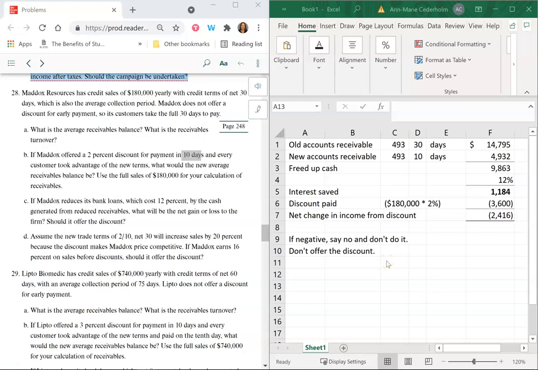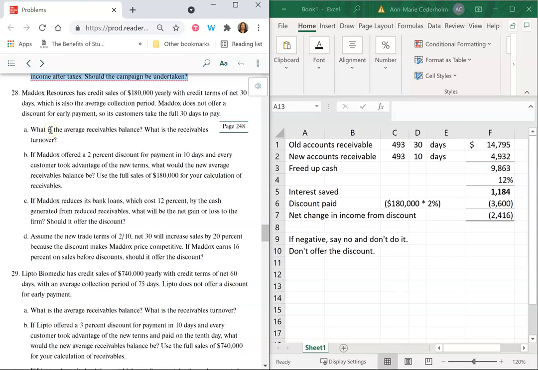So we're going to take a look at problem 28 again. We just finished calculating whether or not we should offer the discount in part C, but now let's look at what happens when we introduce some new variables in part D. So I'll read through this again.